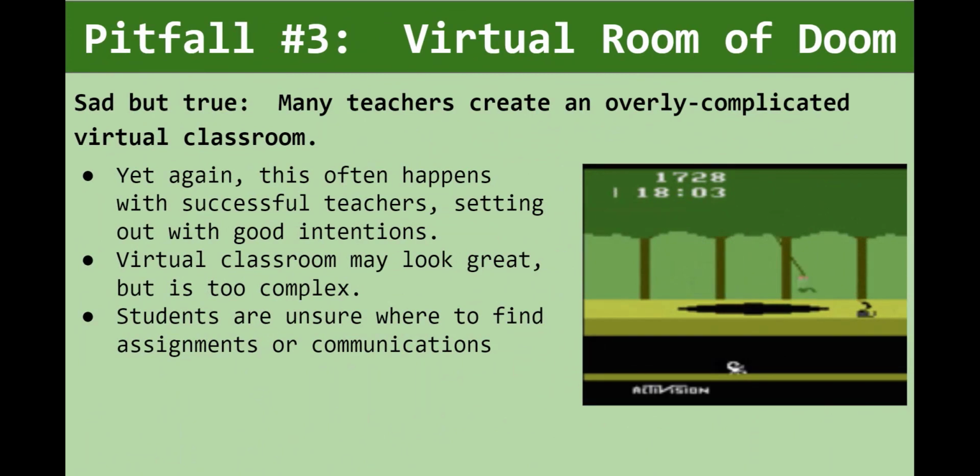All right. Pitfall number 3, virtual room of doom. And what I mean by this is teachers create overly complicated virtual classrooms. They have too much going on there. Like in the animation you see now, in addition to the scorpion and the hole, there's a rattlesnake, and the guy doesn't know what to do, and he just jumps right on the snake. All right, so again, many of our well-meaning, really great teachers made virtual classrooms that were just too much. They were too elaborate, and that caused confusion and problems for our students. So these were virtual classrooms that look great, but in practice, they were not so great.